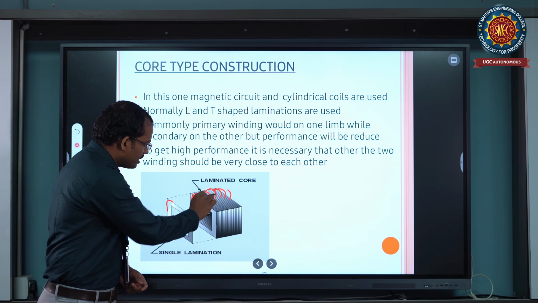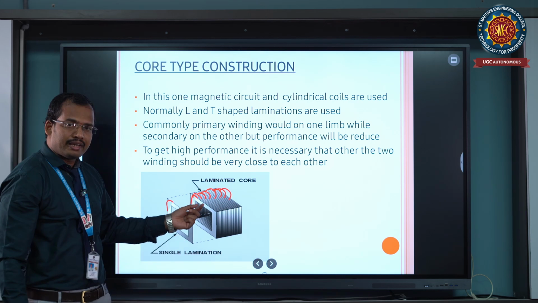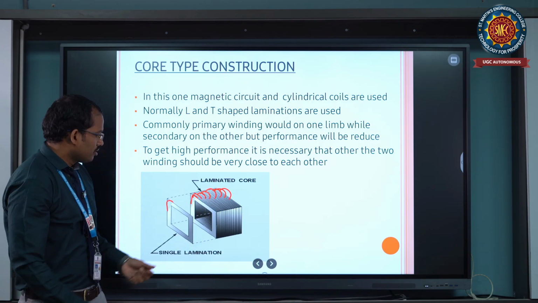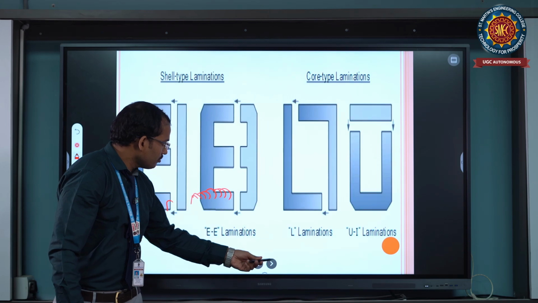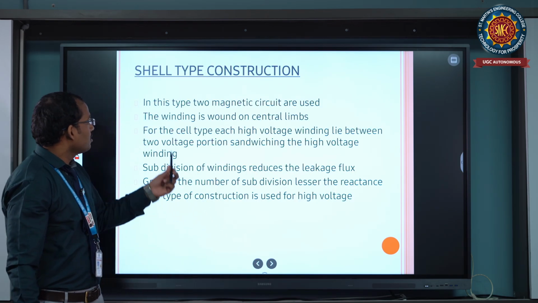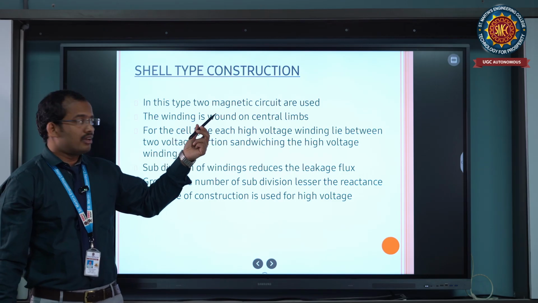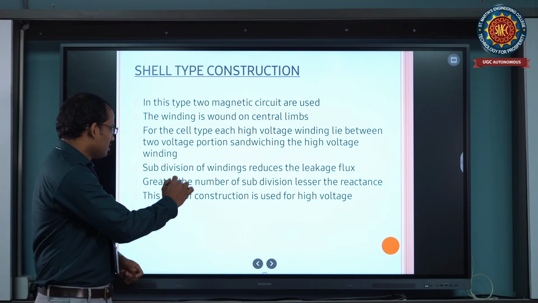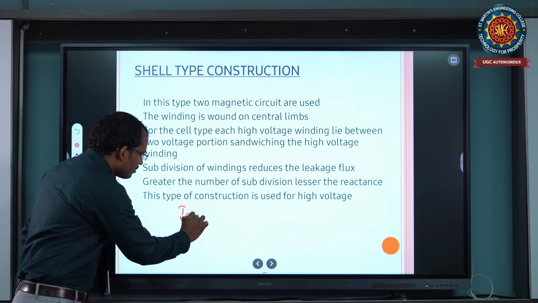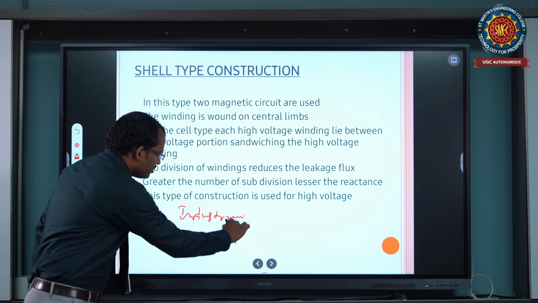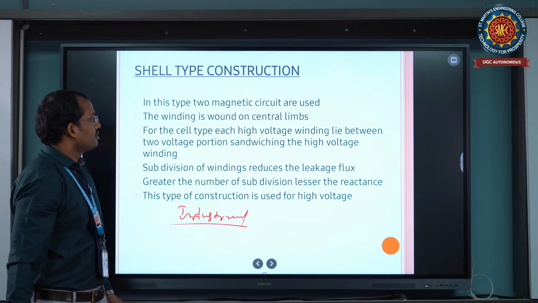So compress the number of layers. This is the laminated layers of the transformer. And next one, the shell type of transformer. Basically, we use these at high voltage levels, meaning industrial purposes. So we use these shell type transformers for industrial purposes.